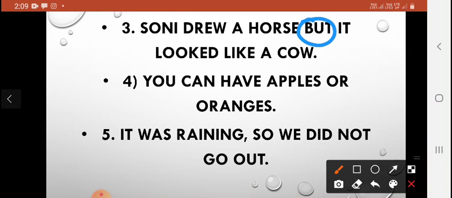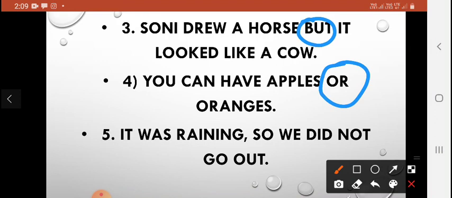Now, the fourth is, you can have apples or oranges. What would be the conjunction here? Here, the connecting word is or. Yes. So, circle on or. You can have apples or oranges.